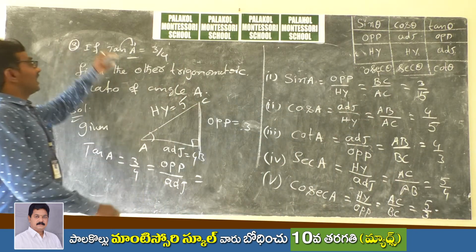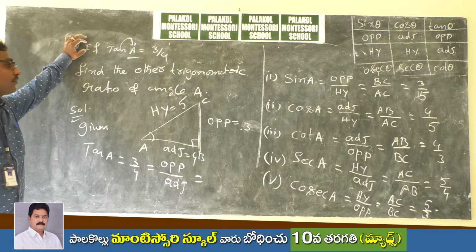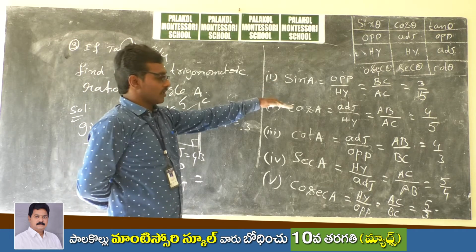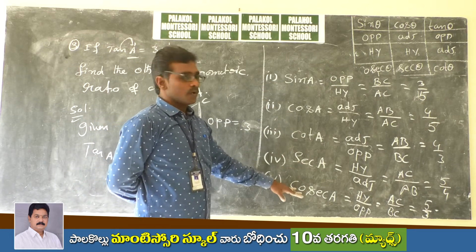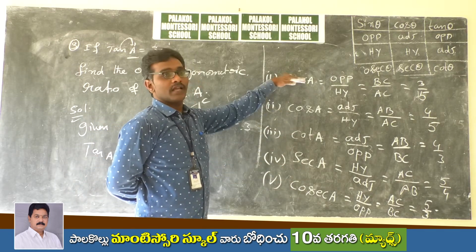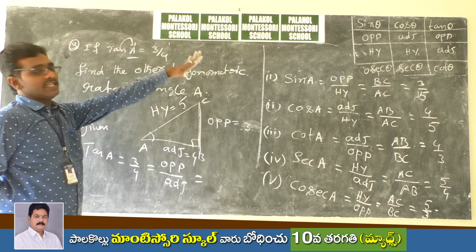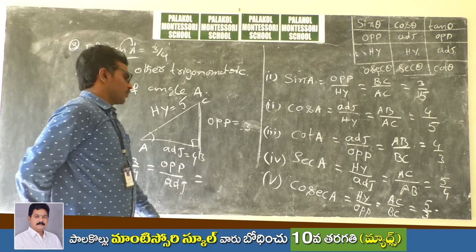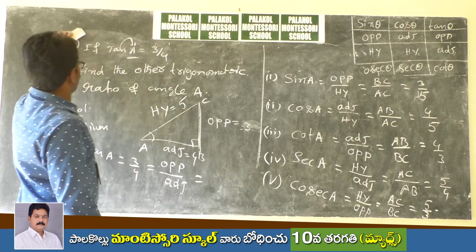Okay. So if tan A is equal to 3 by 4, find the other trigonometric ratios of the angle. These are sin A, cos A, cot A, sec A, cosec A: 1, 2, 3, 4, 5. And this totally makes 6 functions. The next question is very easy.